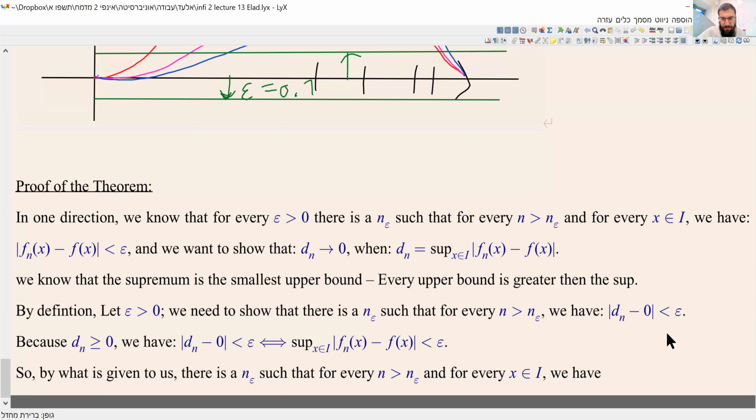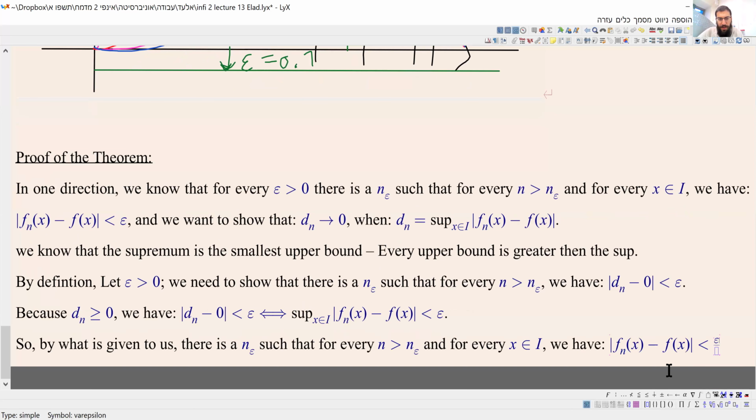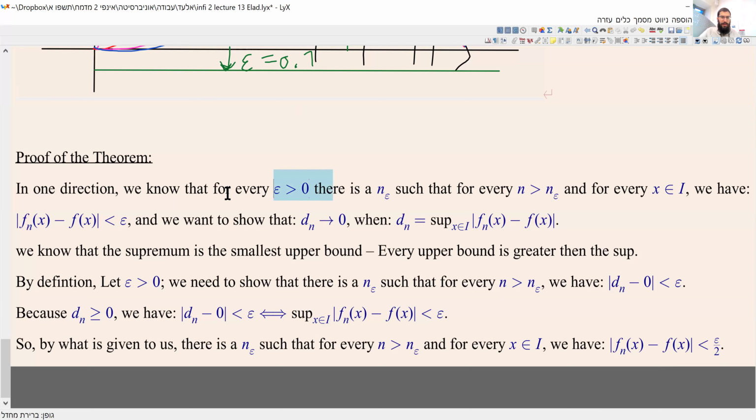So for every n, for every x, we have the difference between fn(x) and f(x) smaller than half of epsilon. Yet again, here the "every" is on our side. It's a playable character for us. We can use this for everything we want, so we use half epsilon as always.